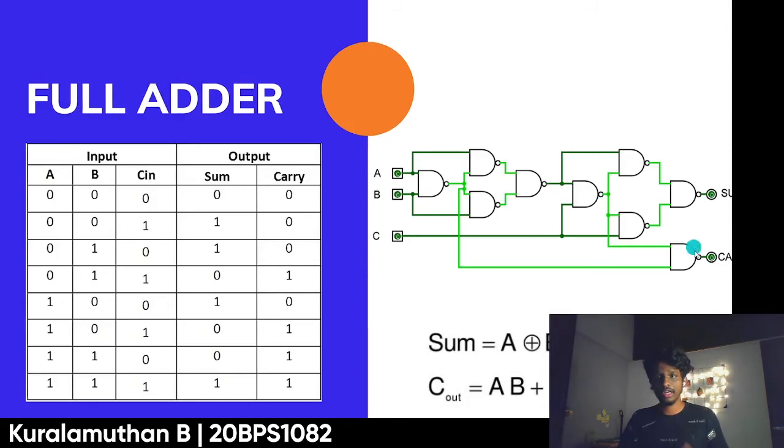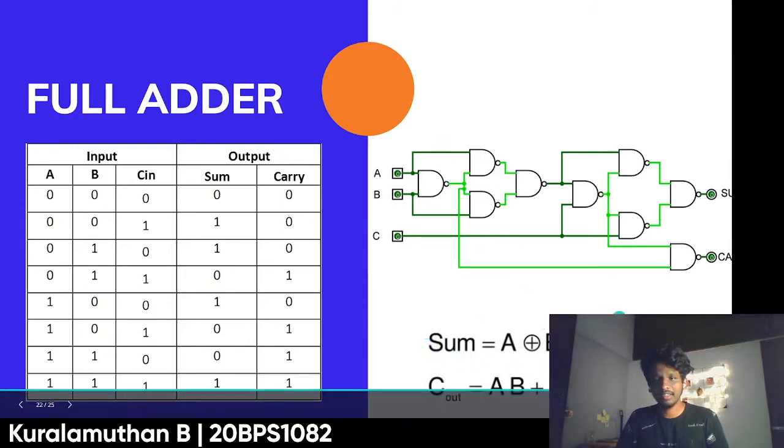Here, this is a full adder implementation using only NAND gates, but we know that a full adder can also be implemented using half adders. We can take two half adders, supply A and B to the first half adder, and supply the output of the first half adder to the second half adder. In the second input terminal of the second half adder we can supply the C input, and then we can perform the OR and XOR and get the sum and carry. Here we can see that the Boolean expression for sum is A XOR B XOR C in, and the Boolean expression for C out is AB plus BC plus AC.